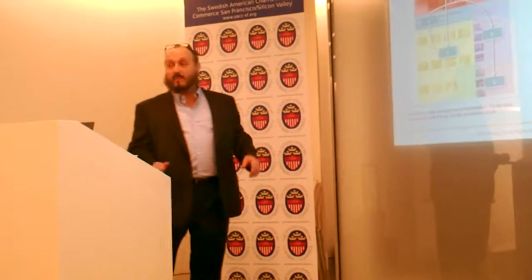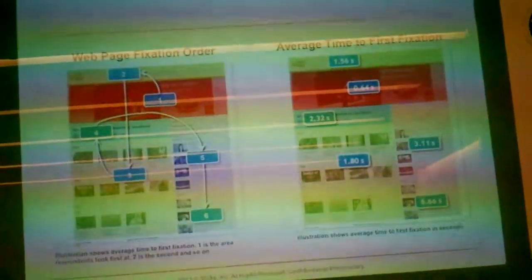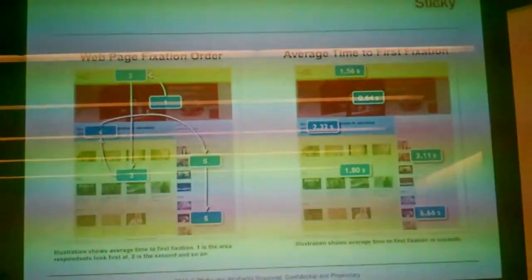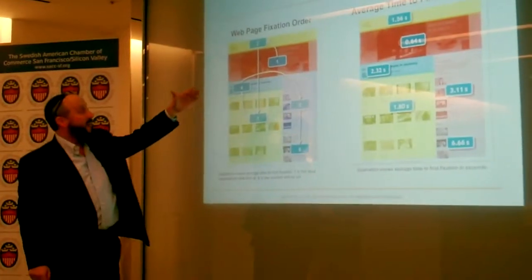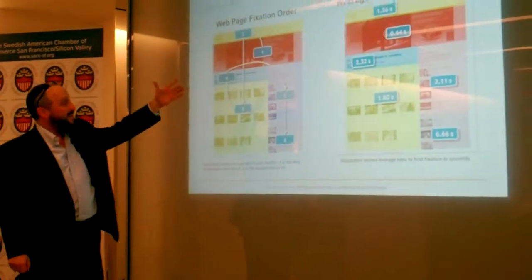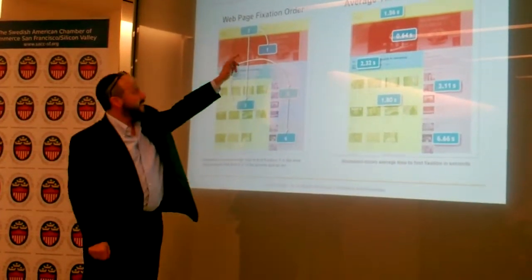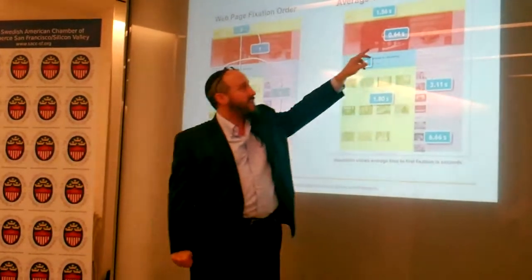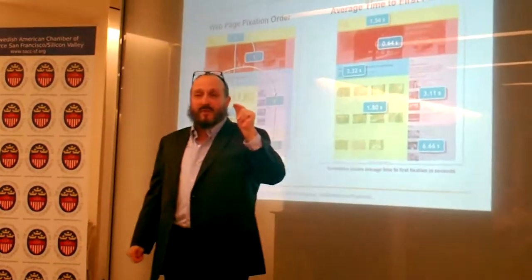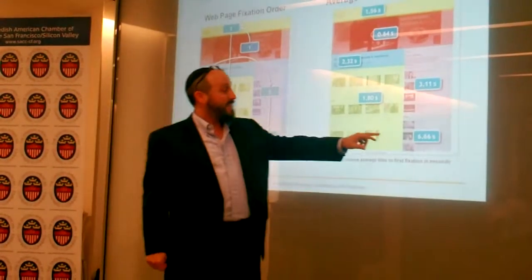Do you number those? Yes. So this is what we call the fixation order. How do they look at this page? What's nice is for McDonald's and for Google, McDonald's is the first thing they looked at. Not only is it the first thing, it took them 0.6 of a second to focus on it, which is extremely fast.